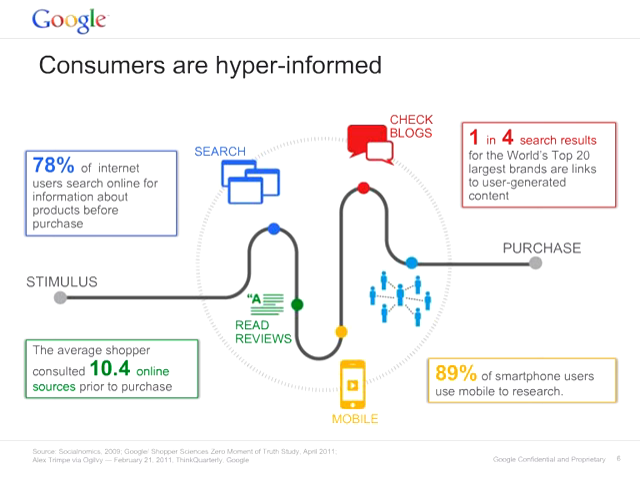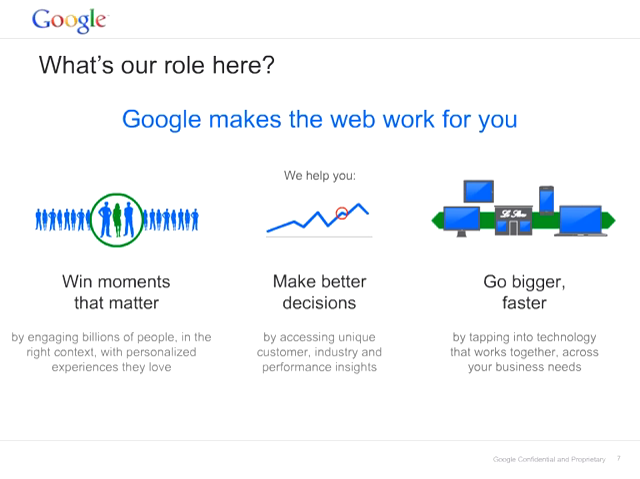So where does Google come in? Google's mission is to make the web work for you, and to do this primarily in 3 ways. 1, we help you win moments that matter by engaging billions of people in the right context with personalized experiences. 2, we help you make better decisions by giving you access to unique customer, industry, and performance insights. And 3, we give you the tools and technology that help you go bigger, faster. We'll talk about the updates to our contextual targeting solution in this context today.